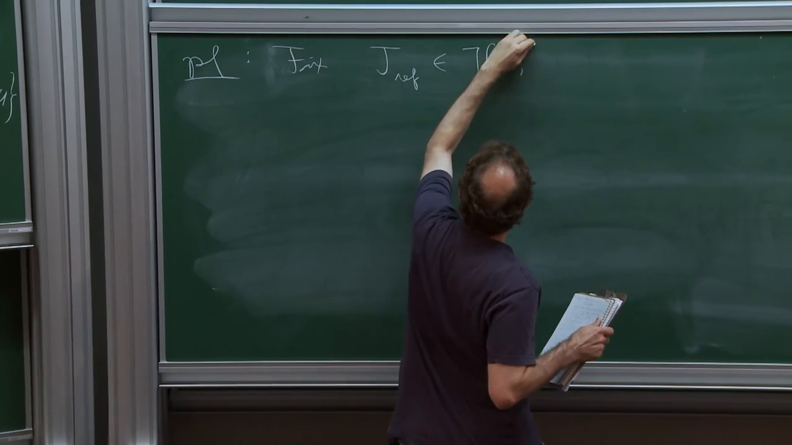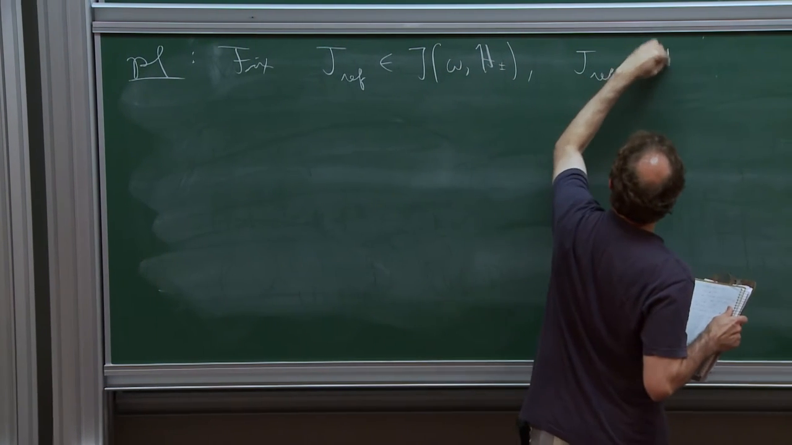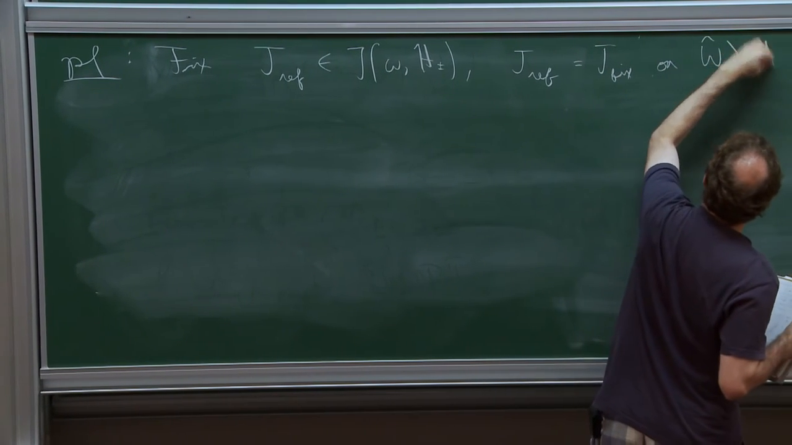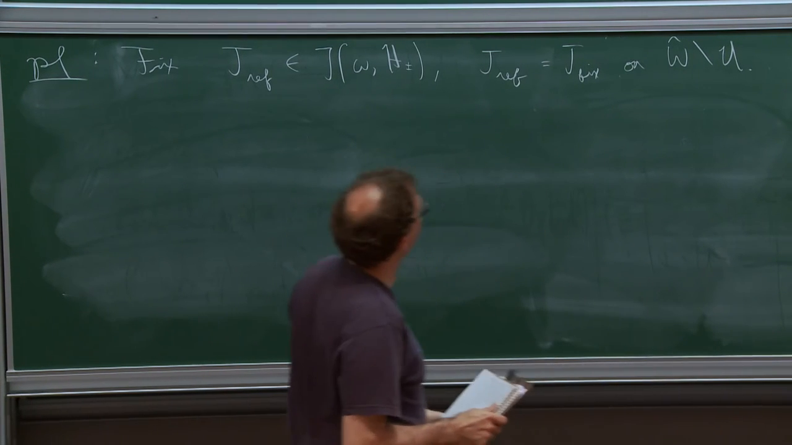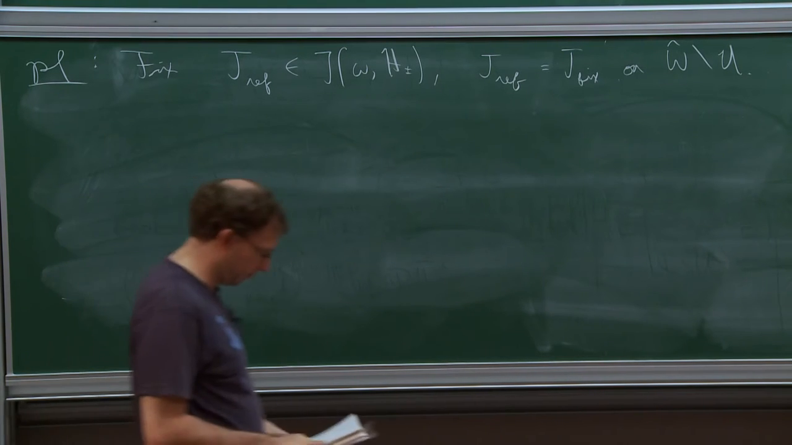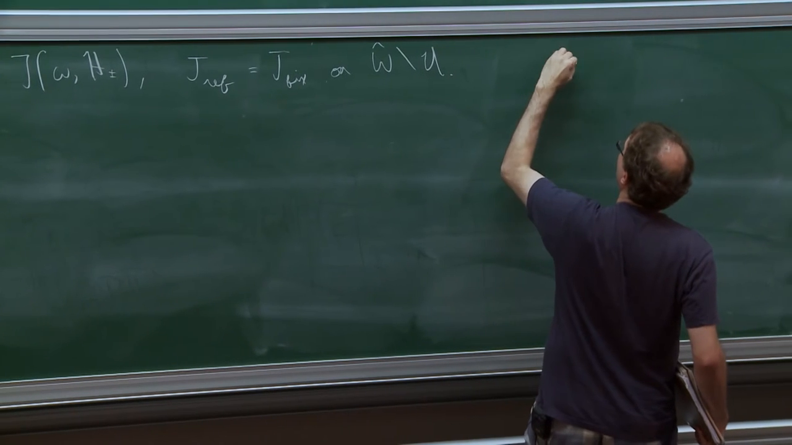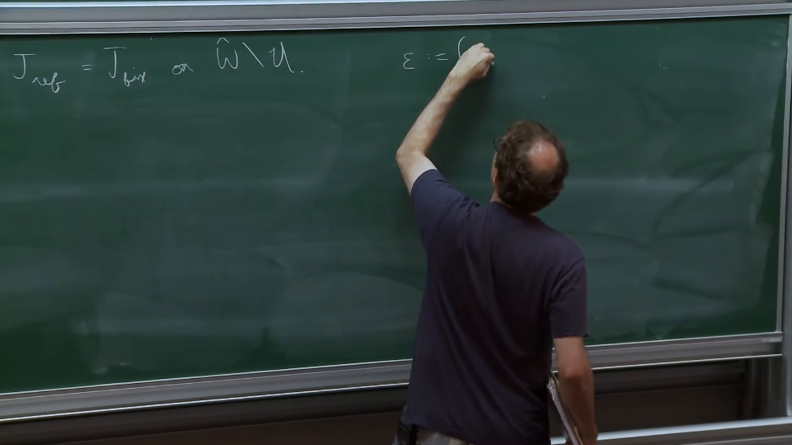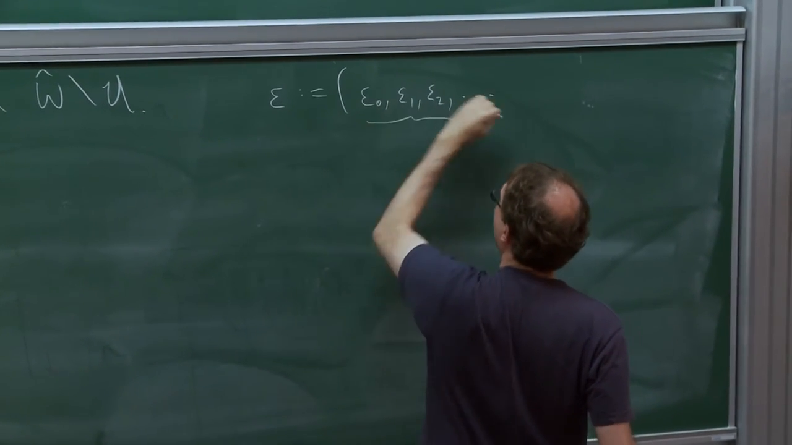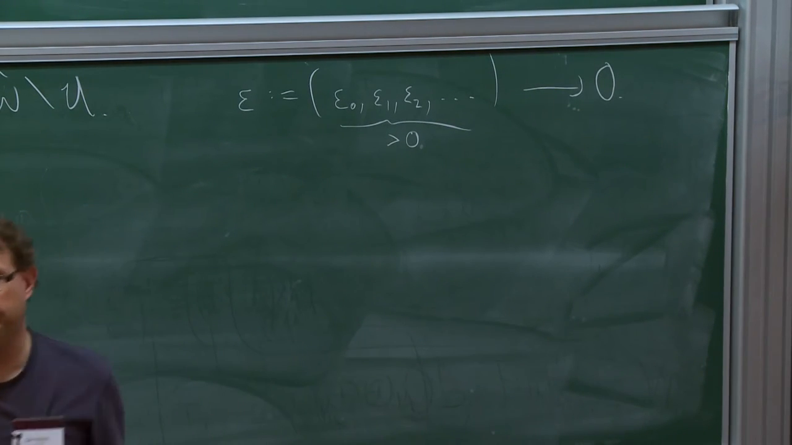That's in this space as well. And matching J fix outside of U. And I'm just going to consider for the moment almost complex structures that are perturbations of J ref in some precise sense. So the other piece of data I need to fix is a set of positive numbers, which I'll denote collectively by epsilon. It's a sequence and the sequence is converging to zero.